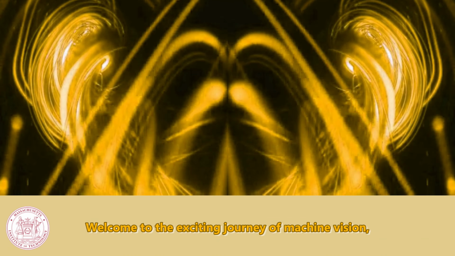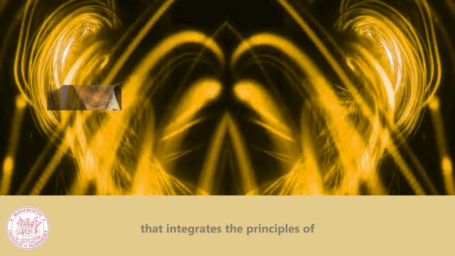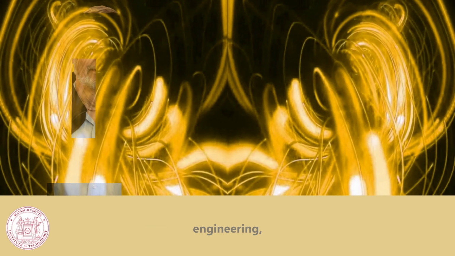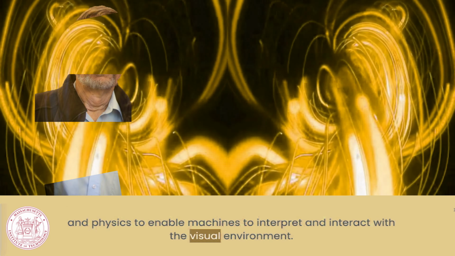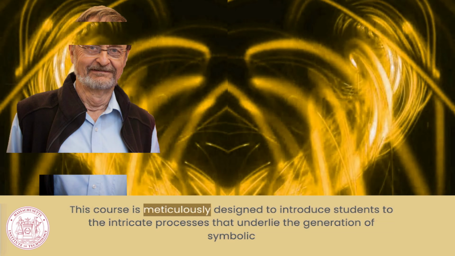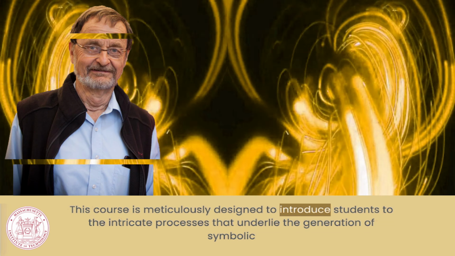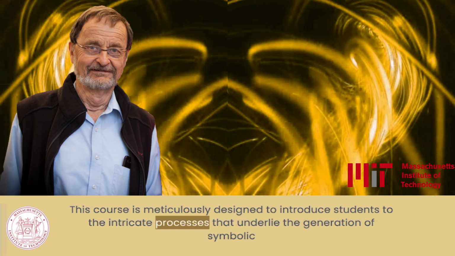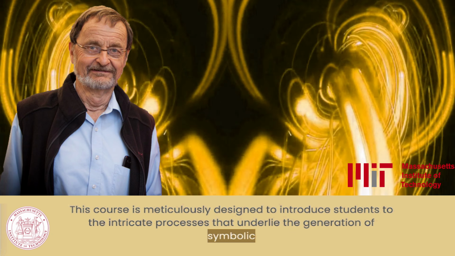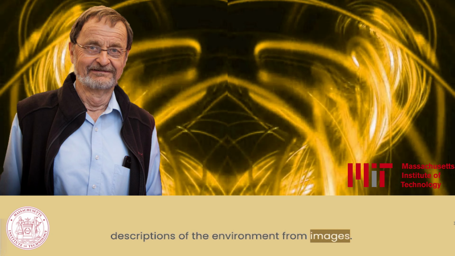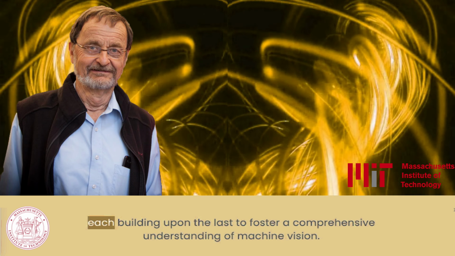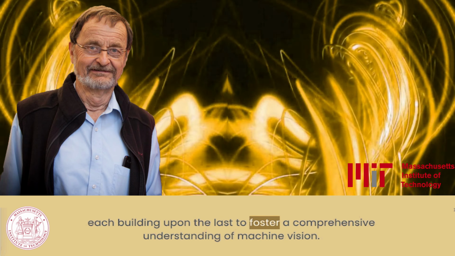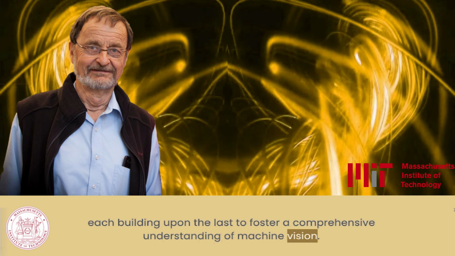Welcome to the exciting journey of machine vision, a multifaceted domain that integrates the principles of computer science, engineering, and physics to enable machines to interpret and interact with the visual environment. This course is meticulously designed to introduce students to the intricate processes that underlie the generation of symbolic descriptions of the environment from images. Our exploration will encompass a wide range of topics, each building upon the last to foster a comprehensive understanding of machine vision.